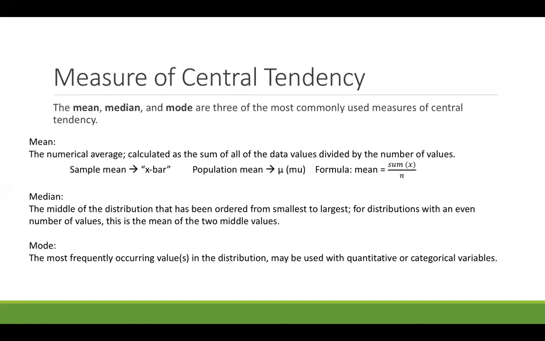Mode is the most frequently occurring value in the distribution. I like to think of mode as most, since those two words are kind of similar. It's the most frequently occurring value in the distribution, and it may be used with quantitative or categorical variables. The mode is just the value that occurs the most, whichever one is most frequent.